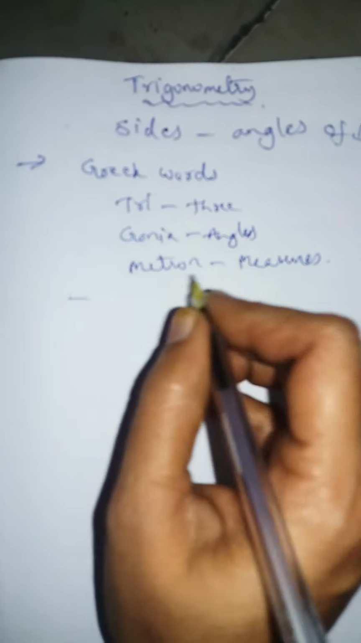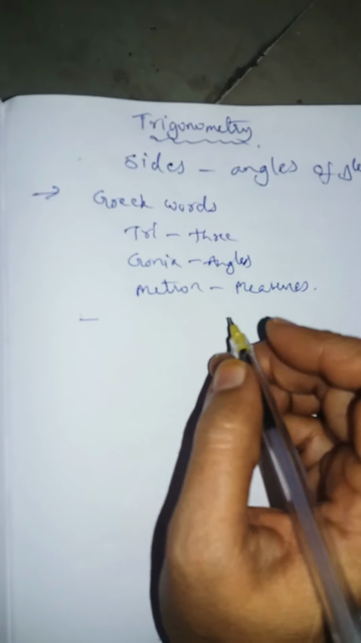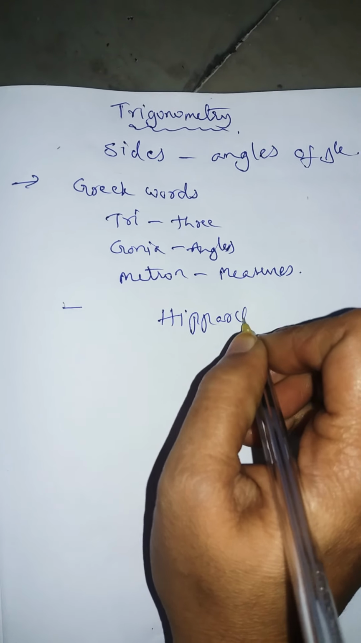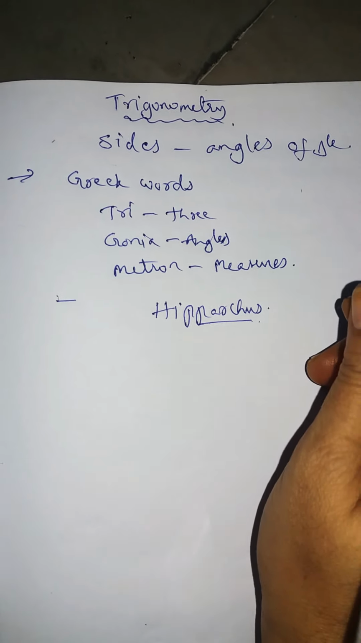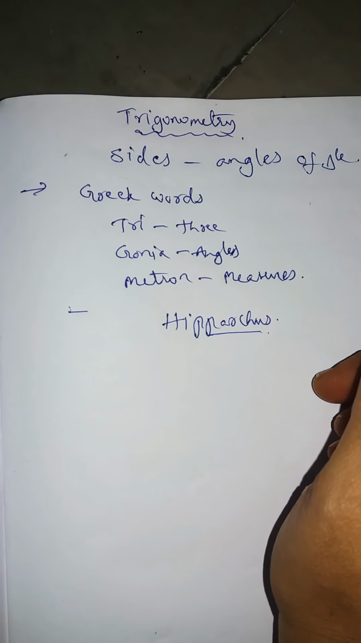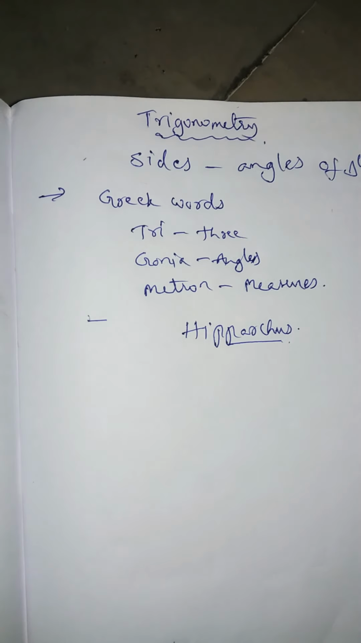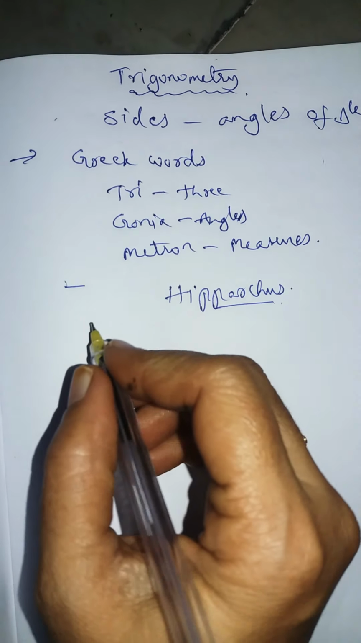The relationship between sides and angles of a triangle was first given by the Greek mathematician Hipparchus. So all these points will come in the examination point of view. You have to learn all this. Trigonometry is used in engineering, surveying, navigation, etc.